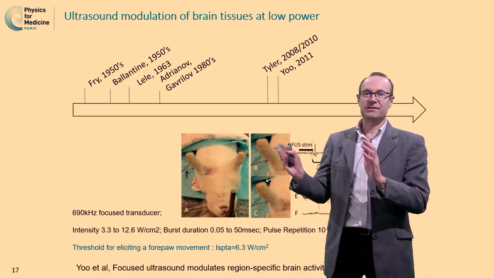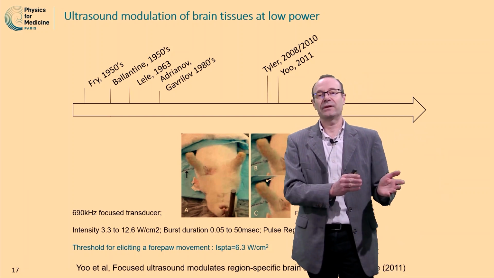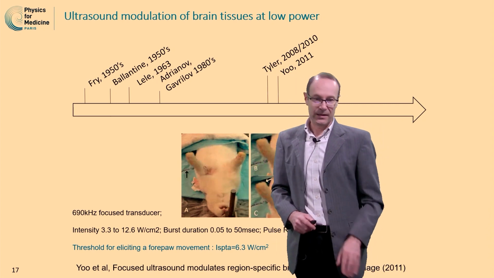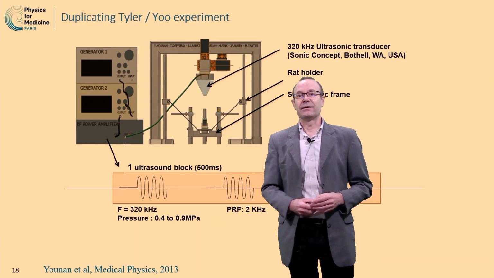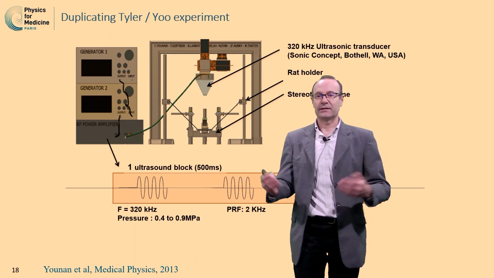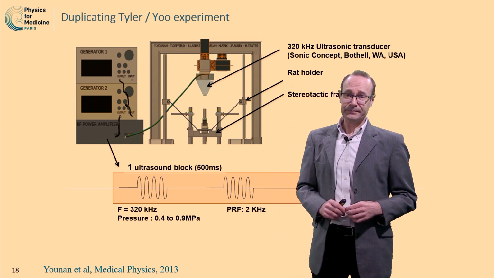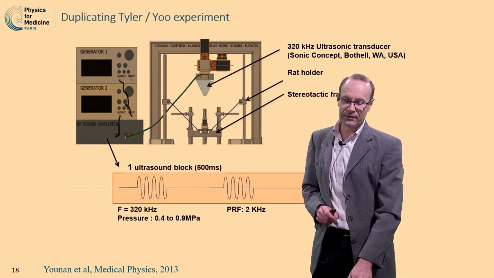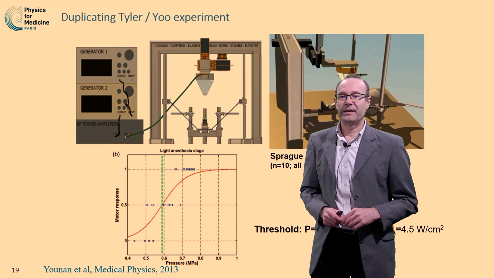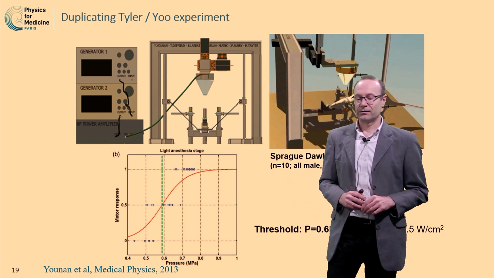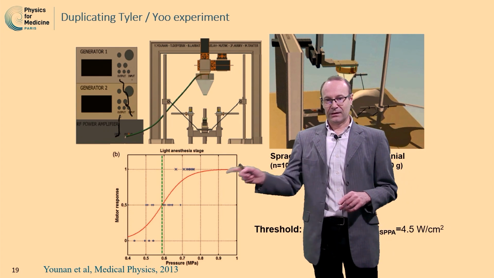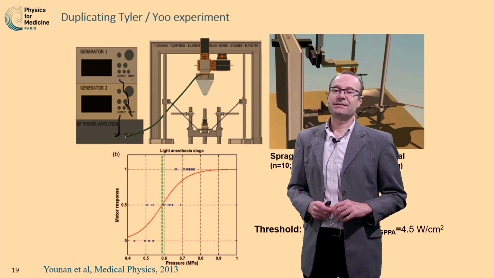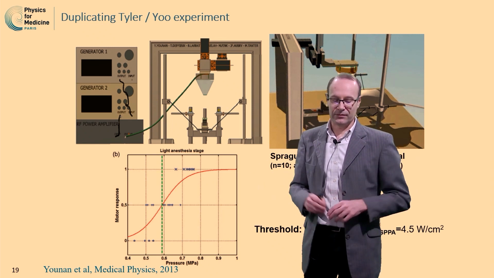So those two studies were almost at the same time. One highlighting a threshold to induce an effect, the other showing that the lower intensities were working better. So we duplicated Tyler's experiment in order to see which one actually made sense. And we used pulse sonication at 300 kilohertz on rats. And you see here the setup, and we confirmed Sunchik-Yo's results. You see a clear threshold here, with no effect for low pressure and an effect on the rats at high pressure.